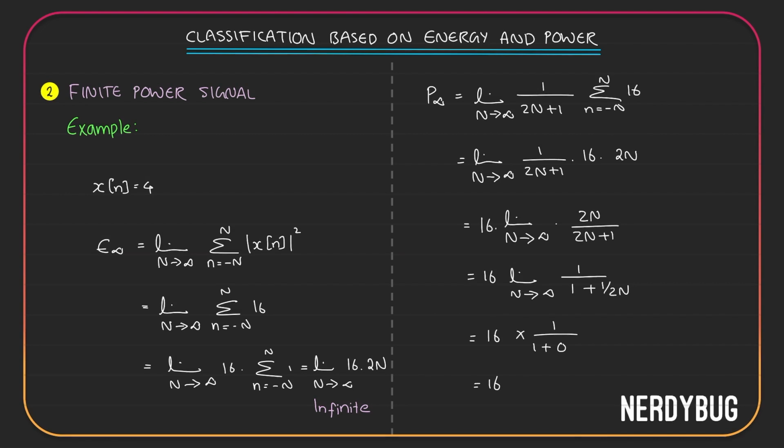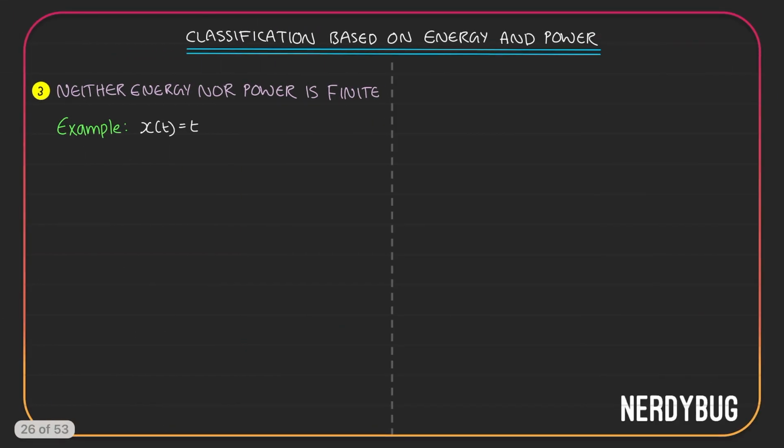So power of this particular signal is finite, right? So x of n equal to 4, which is a discrete time signal, has finite power and infinite energy. So this is an example for a finite power signal. Now the third kind of signals is neither energy signal nor power signal. These kind of signals are neither energy signals nor power signals.